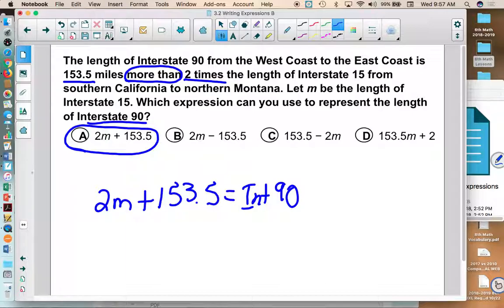Now, what's wrong with D? What's wrong with D? Why does it not work? Why is it not going to work? Esri. Because you're multiplying M by 153.5. Yeah. I'm multiplying the length of Interstate 15 times the 153.5, yeah, that's not even close. But this one is 2M, twice as much as M, but I'm subtracting it from the original. That doesn't work. Yeah, this is the only one that works.